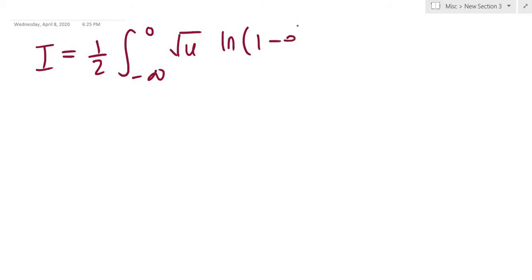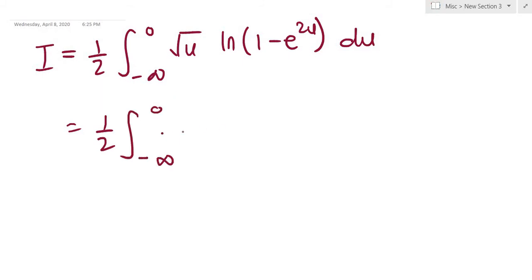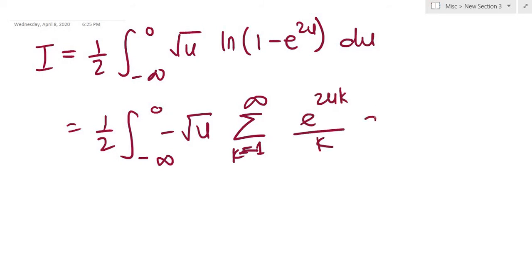Now what was our integral? Well, our integral that was left to evaluate was half integral from minus infinity to 0 of square root of u natural log of 1 minus e raised to 2u du, right? And then we obtained a term for this natural log. So I'd just like to plug everything in now finally. So we have half integral from minus infinity to 0 of negative root u times the infinite sum from 1 to infinity of e raised to 2uk over k du.